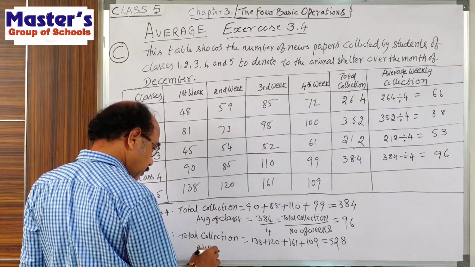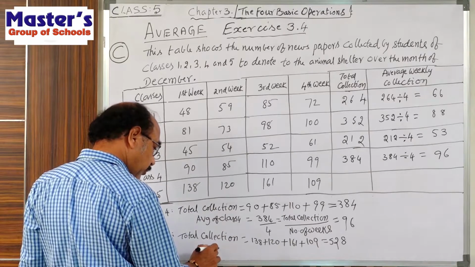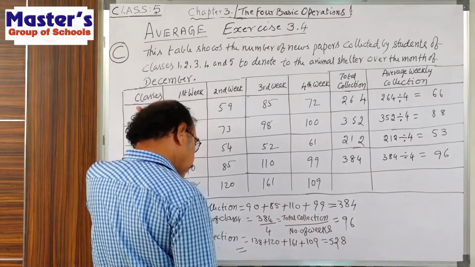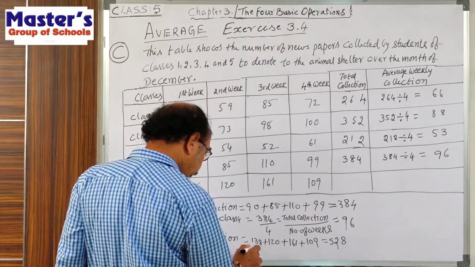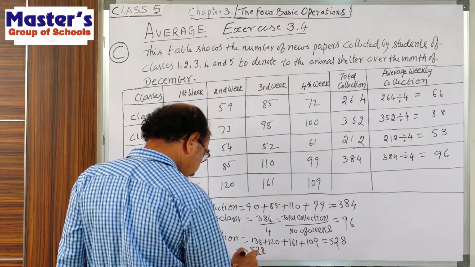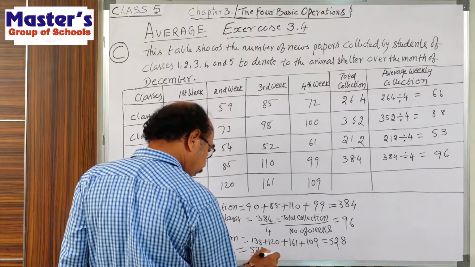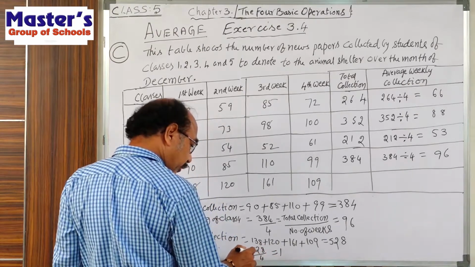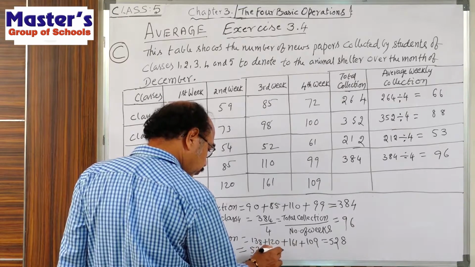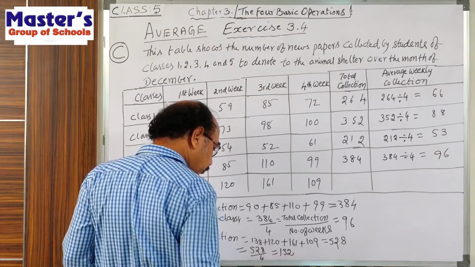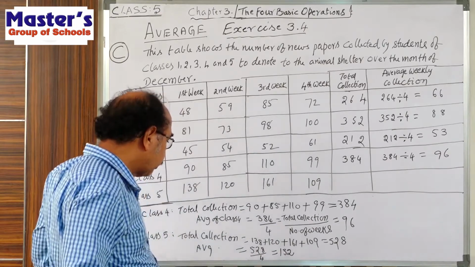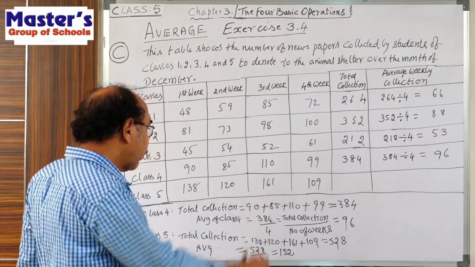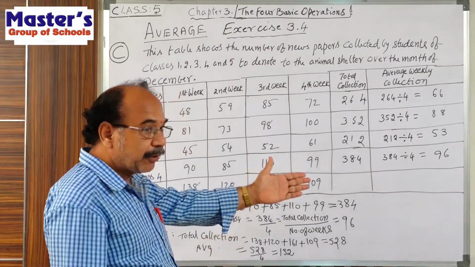Now, average. Average is equal to total by number of weeks. That is equal to 528 by 4. Divide. 4 ones are 4, 1 remainder, 12, 4 threes are 12, 4 twos are 8. 132. This is the class 5 average. So write it here. In the tabular form, now we can fill up.